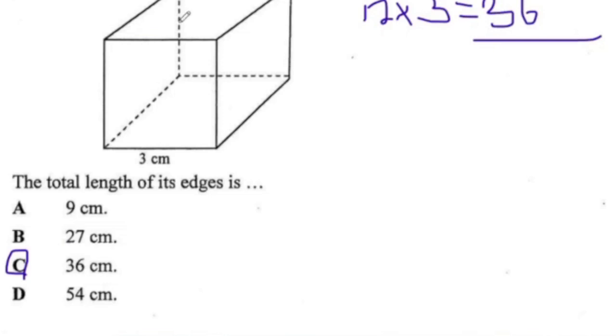So that's how you do it. You just count the number of edges and then multiply by their length. Since it's a cube, that means all the lengths are equal. Unless it was a cuboid, then we should have said that there are some rectangle faces. Now since it's a cube, those are square faces, so that is the correct answer, 36.